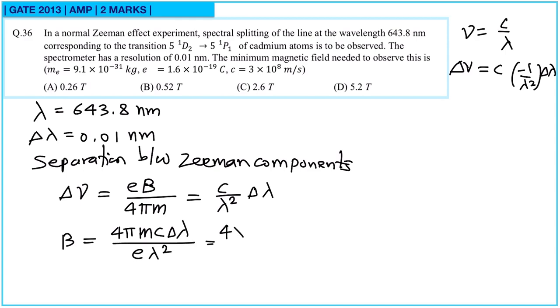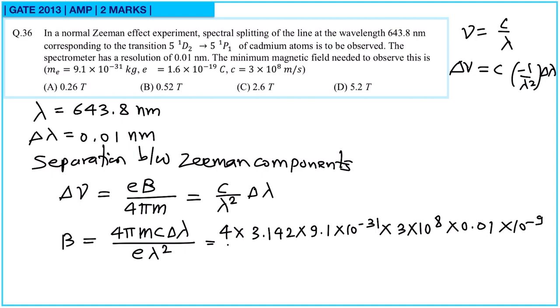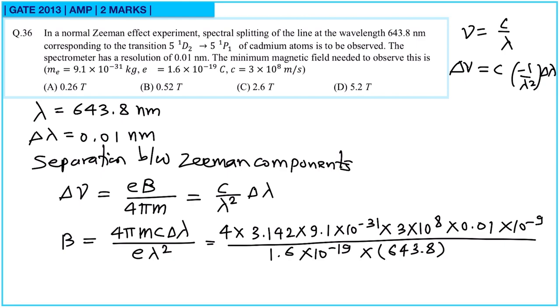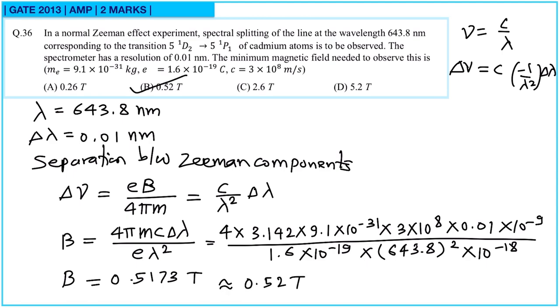So this is equal to 4 into 3.142 into m, mass of electron, that is 9.1 into 10 to the power minus 31, into C is 3 into 10 to the power 8, into delta lambda is 0.01 nanometer, so 10 to the power minus 9, upon e is 1.6 into 10 to the power minus 19, into lambda is 643.8 square into 10 to the power minus 18, and this comes out to be 0.5173 Tesla. So that is the value of B, nearly equal to 0.52 Tesla. So option B is correct.